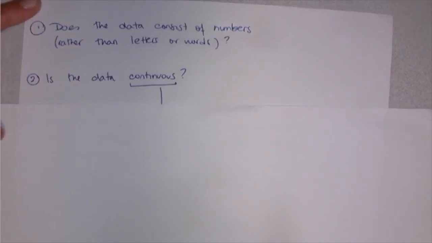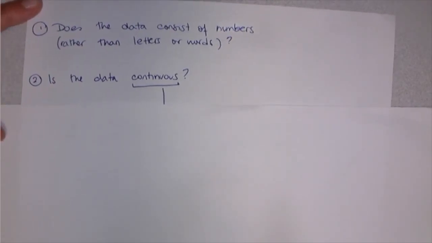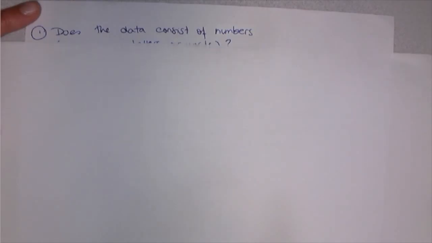Other examples are a dog's mass, or the time taken to run a race. So, if your answers to these two questions are yes, then you can proceed to draw your line graph.